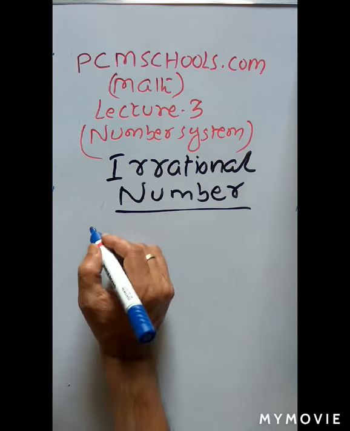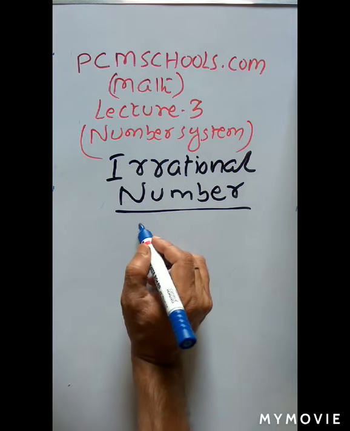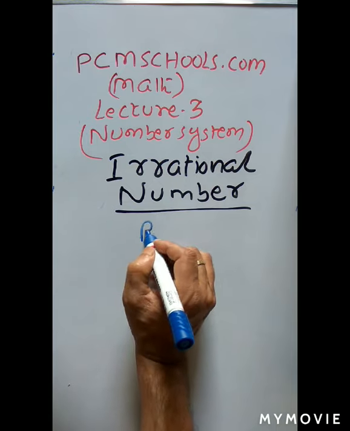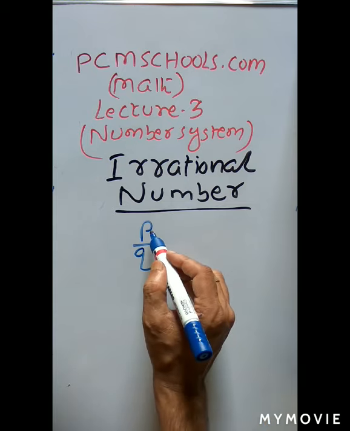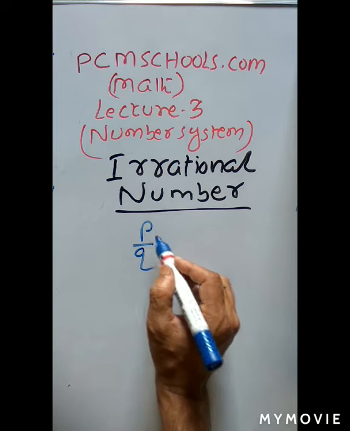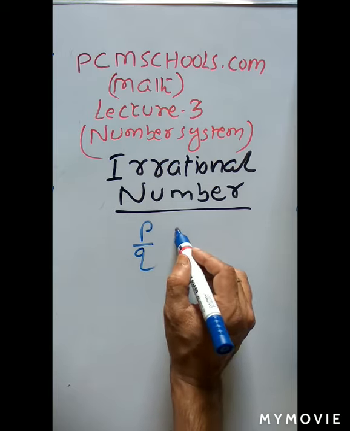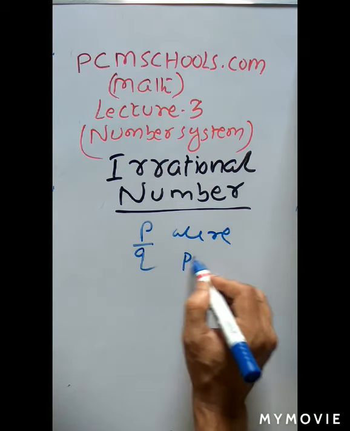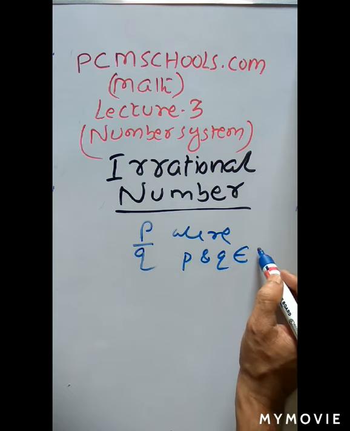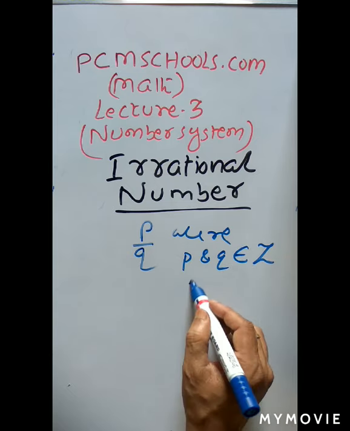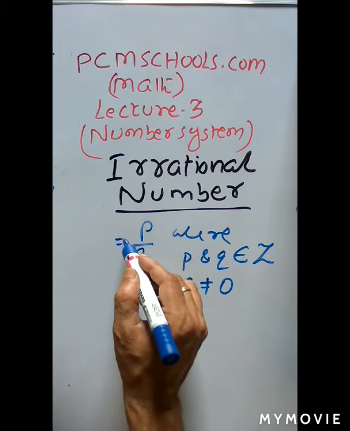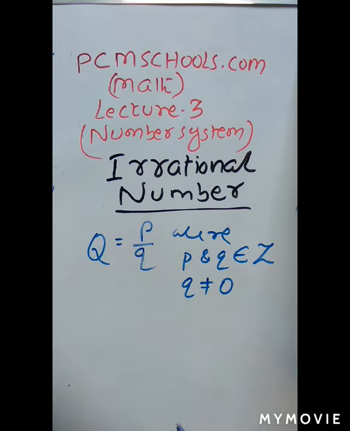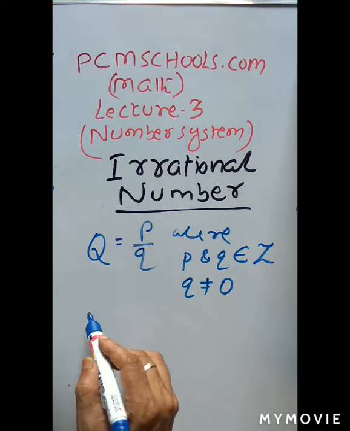That means the rational number can be expressed in the form of what? P by Q, where P and Q belong to the integers and Q is not equal to 0. So this is the rational number. But what is an irrational number?